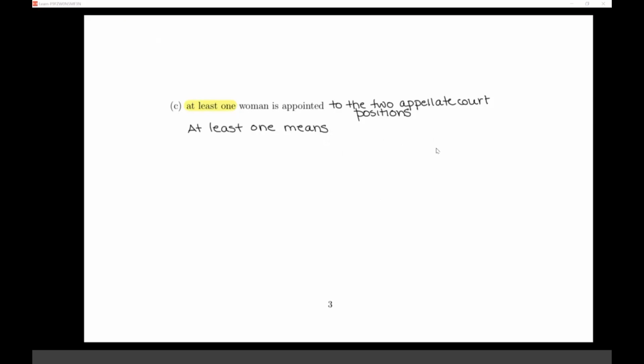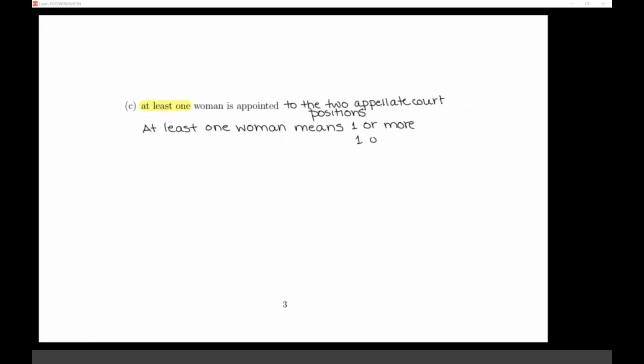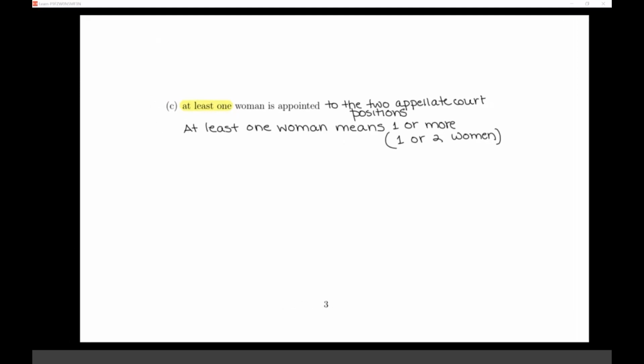There are 2 openings available, and we're saying we want to appoint at least one woman. At least one woman means, yes, it could be both. At least one woman means one or more. Since we've only got 2 open slots, in this case it means 1 or 2 women. We can have either 1 or 2.